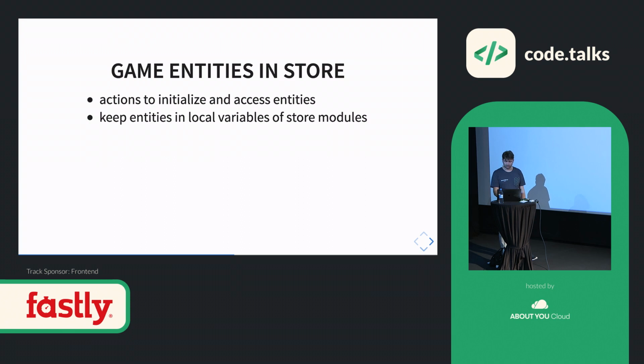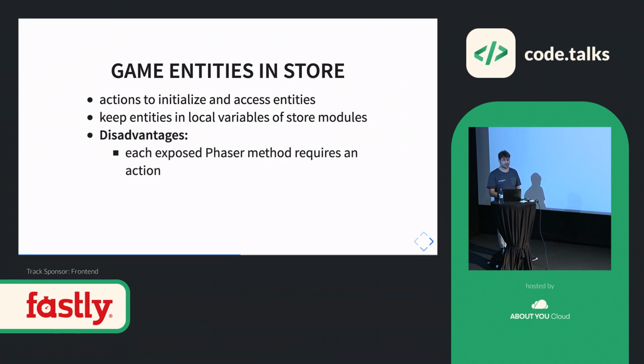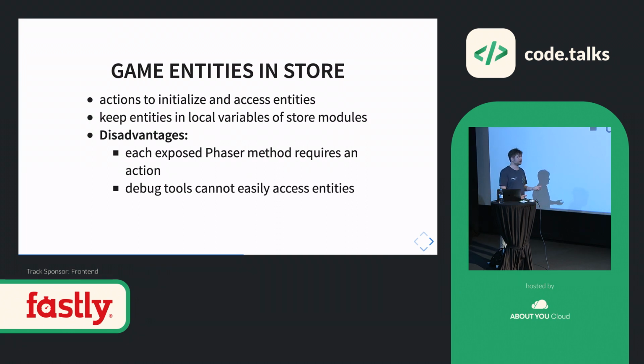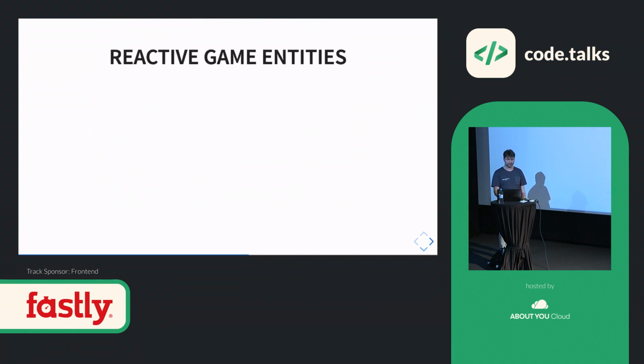I'll explain why later. And this has some clear disadvantages. For example, each method of Phaser that you're going to call needs to have a matching action that you can call from your components. And also, debug tools cannot access the entities that are wrapped in local variables inside your store. Also, there's a strong coupling between the store and the Phaser entities because they are inside the store, while I was just explaining that it's nice to have a decoupling of the rendering and the logic. So how can we do better?